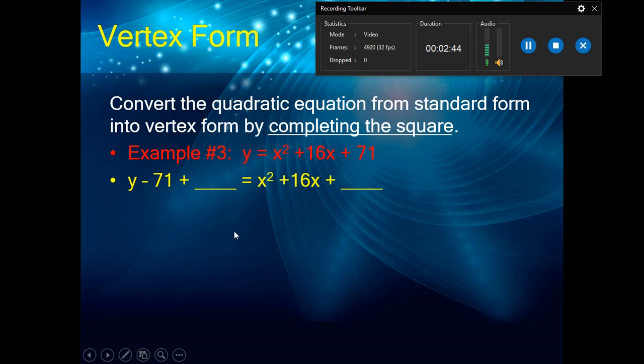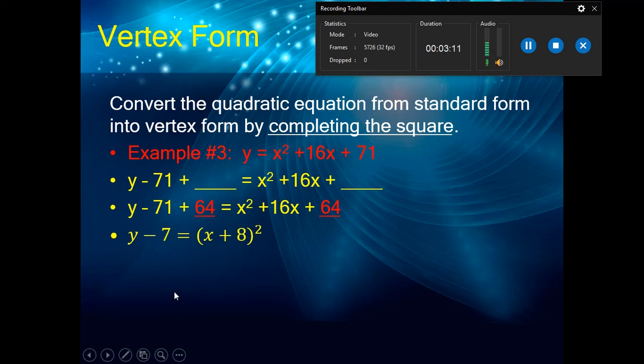And the procedure for completing the square says I'm going to take 16, divide it in half, and then square it. So half of 16 is 8, and 8 squared is 64. We will place that value on both sides to balance our equation. On the left, I'm going to combine my like terms, and on the right, I'm going to write this as a product of 2 identical factors.